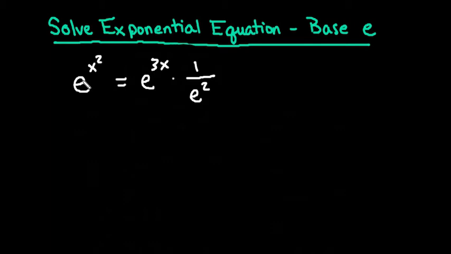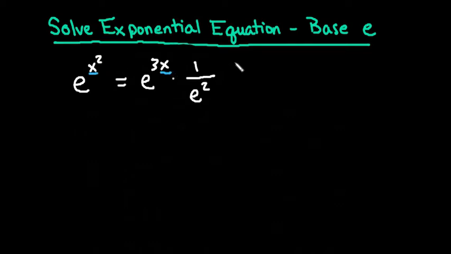Hi, for this video what I want to do is show you how to solve an exponential equation. So the equation that we have is e to the x squared equals e to the 3x times 1 over e squared, where e is Euler's number. It is not a variable. So the variable that we want to solve for is x.